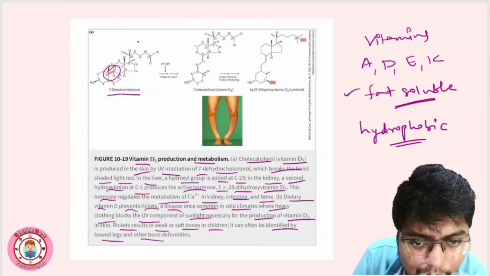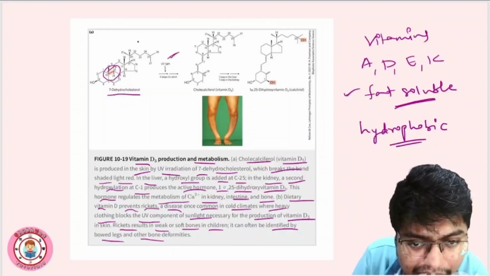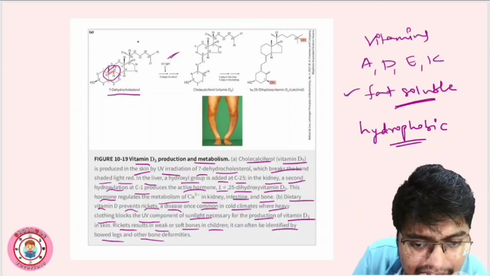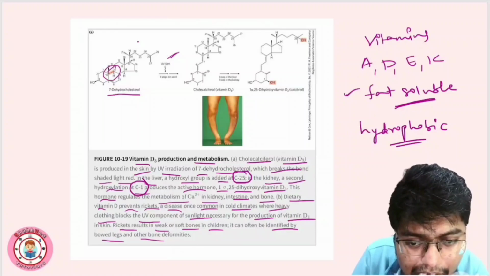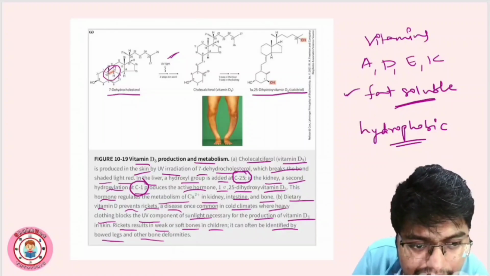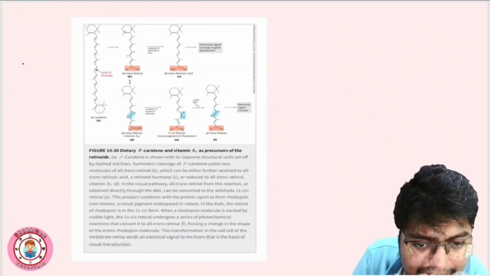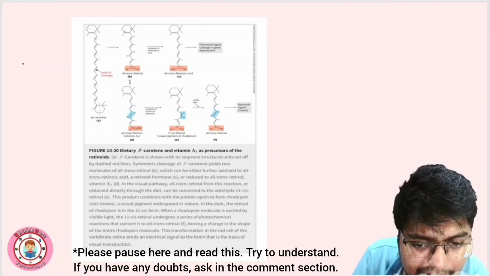Because of UV, the bond is broken. Then in the liver, hydroxylation takes place: first hydroxylation at the C25 position, and second hydroxylation in the kidney at the C1 position. This is the active hormone, 1-alpha,25-dihydroxyvitamin D3. And this is again the beta carotene, vitamin A1, as precursor of retinoids.